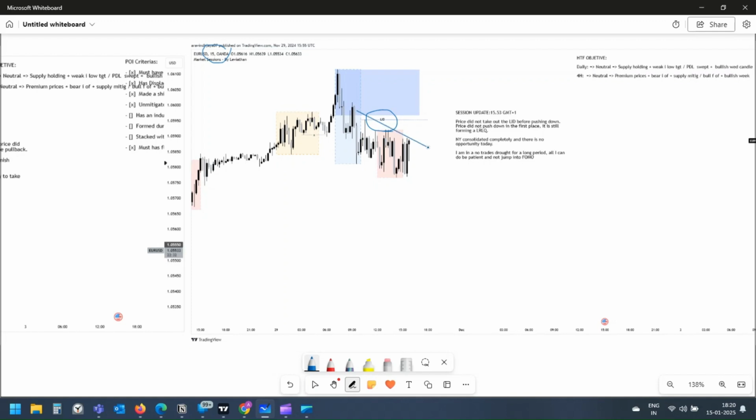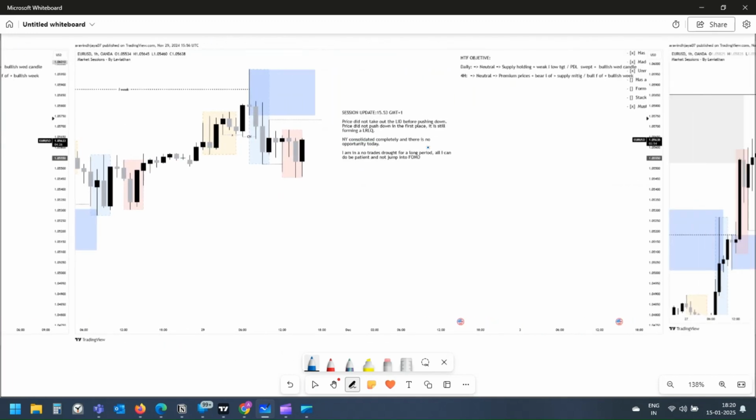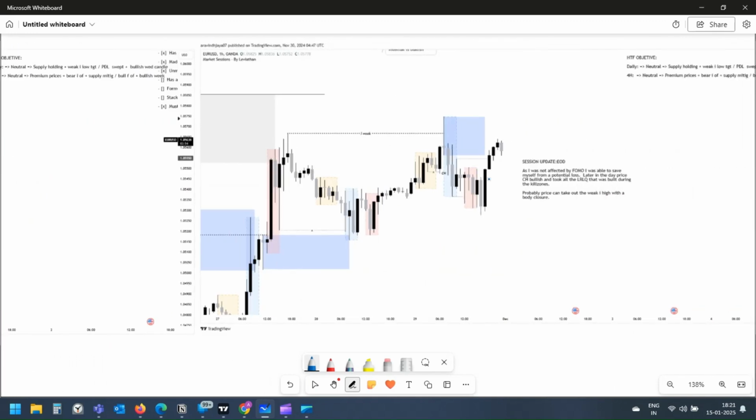So what happened after this? The price took out all the low resistance liquidity that was being built up and mitigated into the H1 supply. So now once the price took out all the buy side liquidity and mitigated into the high probability POI, now it can come down to take out all the sell side liquidities below.